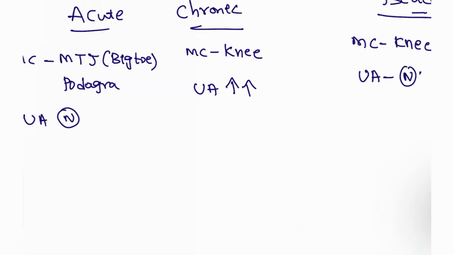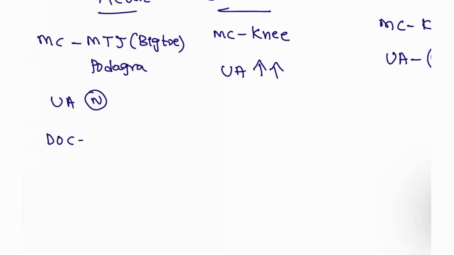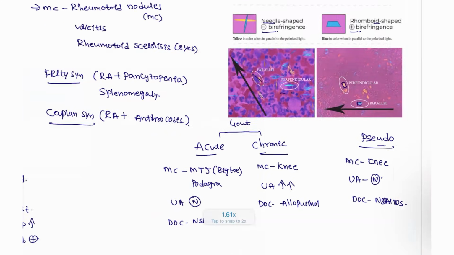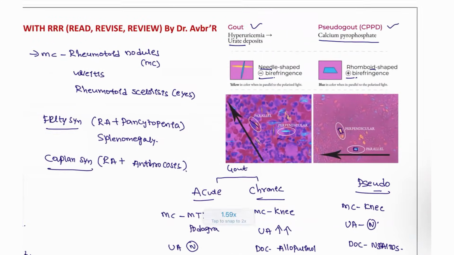What about the drug of choice? The drug of choice for acute gout will be NSAIDs. And for chronic gout, the drug of choice is allopurinol, a xanthine oxidase inhibitor. And for pseudo gout, the drug of choice will again be NSAIDs. This is the treatment protocol that you have to follow for gout and pseudo gout.